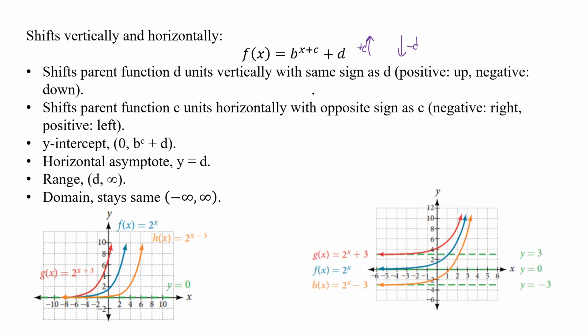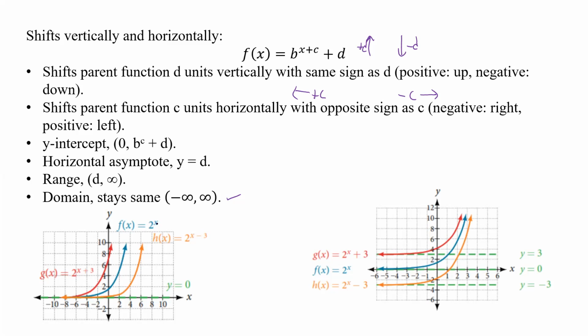So if we have plus c, what's going to happen there? Well, we're going to go left. And if we have a negative c, we're going to go right. So that's one of those tricky things we've seen before. That's nothing new. Now our y-intercept is going to be b to the c plus d. So that's something kind of different there. And our horizontal asymptote is going to be y equals d. Our range will be from d to infinity. We're shifting up or down, so that's going to be our new range part. And domain, guess what? It stays the same. It doesn't change.